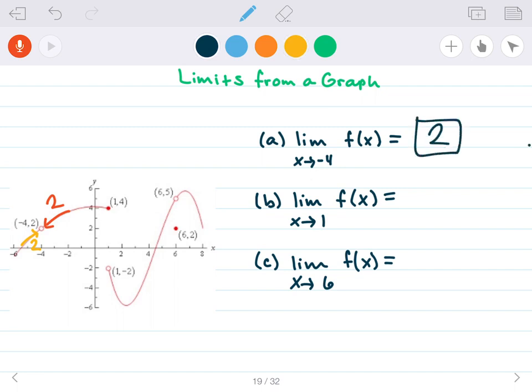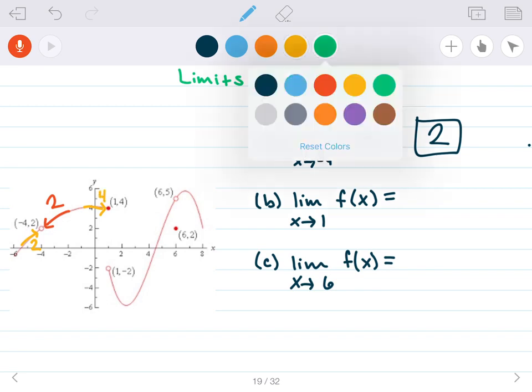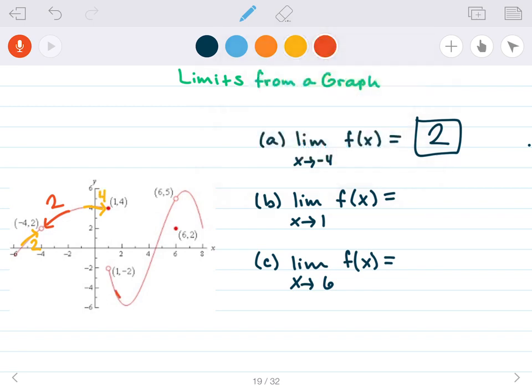What about x equals 1? So the left side of 1, it's converging on 4, y equals 4. But on the right side of 1, as we get closer and closer to 1 from the right side, it's actually converging on negative 2, on y equals negative 2. So therefore the limit does not exist because the left and the right hand limits are different.